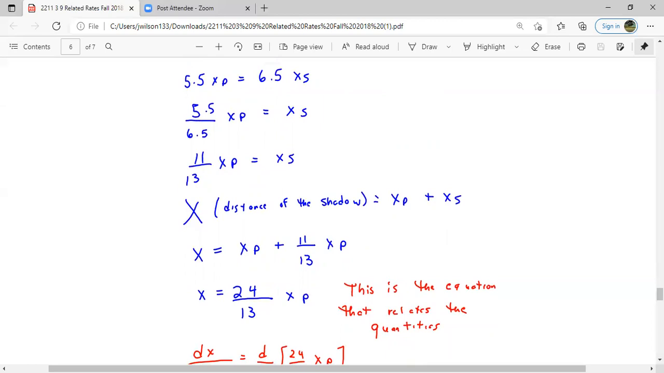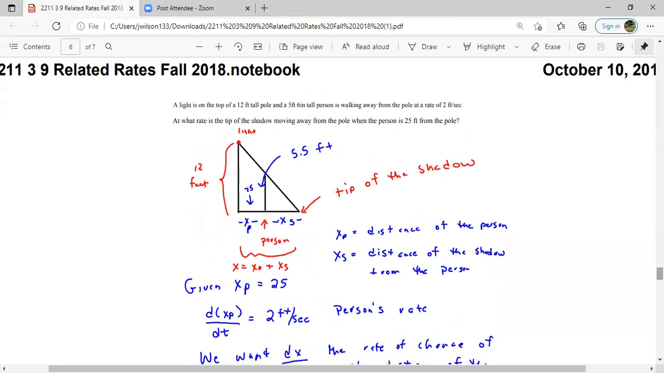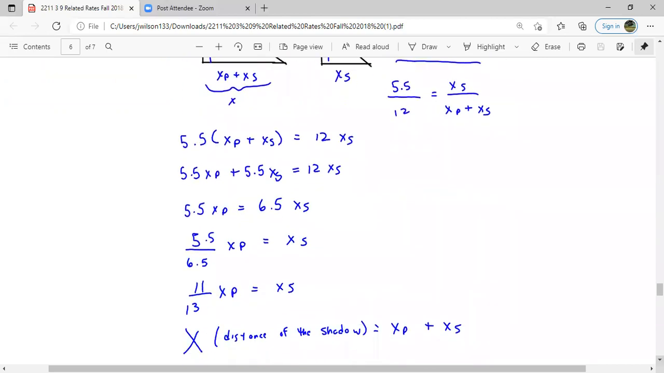It relates this distance that I know to this distance. And then we're going to have a rate of change. We know the rate of change of this distance right here. That's the rate the person's walking. We're looking for the rate of change of this distance right here from the pole to the tip of the shadow. So we're ready to differentiate.